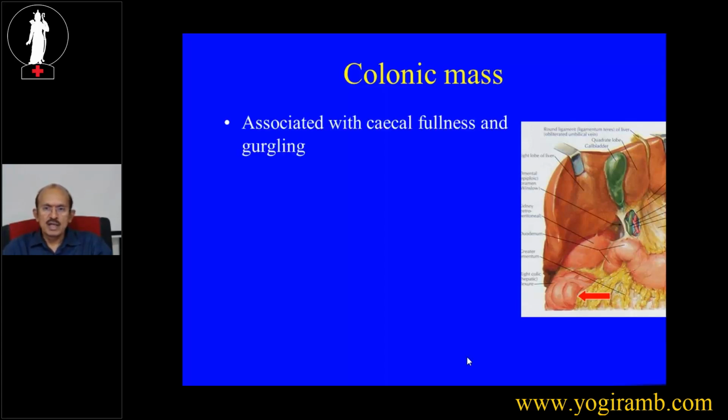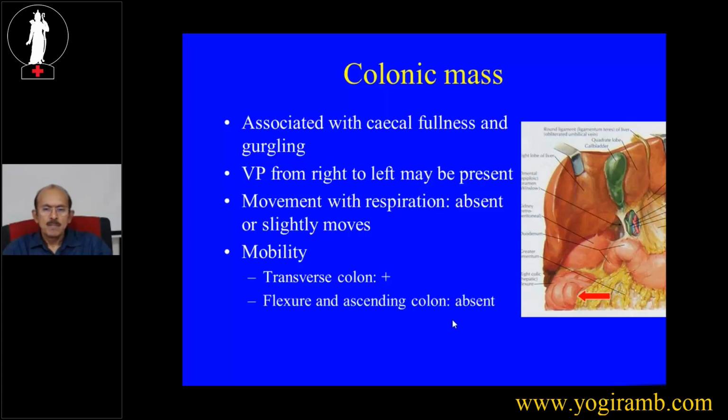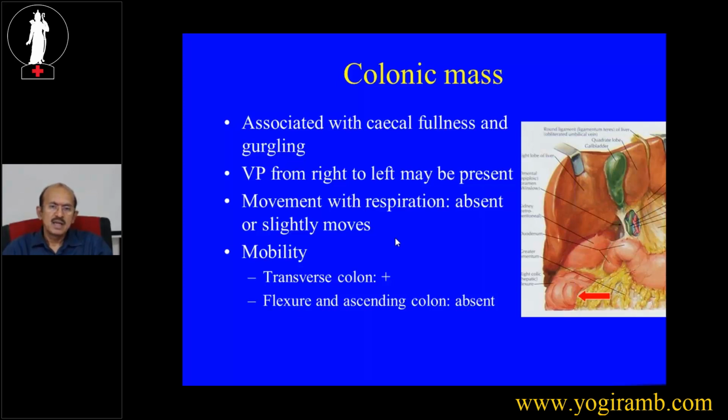Colonic mass is associated with fecal fullness and gurgling. Peristalsis from right to left may be present. Movement with respiration absent or slight. Mobility present. The flexure and ascending colon is absent. Gallbladder swelling. Okay. What are the causes for colonic mass?